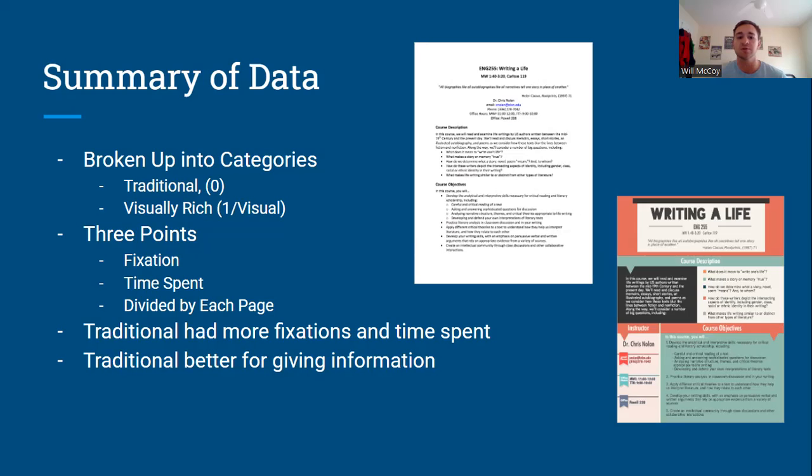Overall, the traditional had more fixations and time spent than the visually rich, which I thought was surprising given that there's more to look at in the visually rich one. And the traditional was better, based off of the data that I found, for relaying the information and for making sure that students and readers are focused on that.